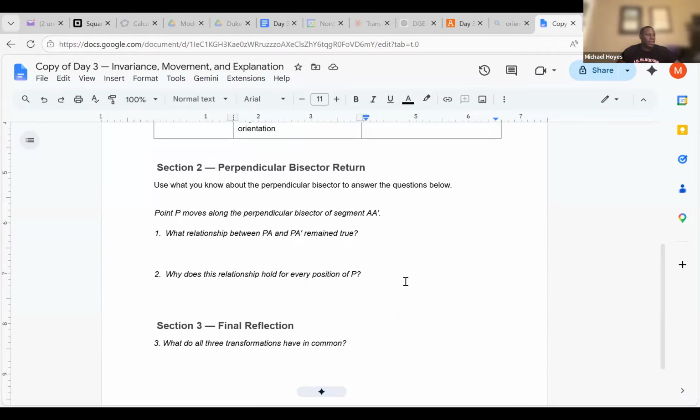And then we spoke a little bit to perpendicular bisectors. When you utilize things that we know to speak about perpendicular bisectors, what relationship between PA and PA prime remained true? For that one, they were always equal, right? Yeah, the length is always equal. The measure of PA and PA prime remain equal.